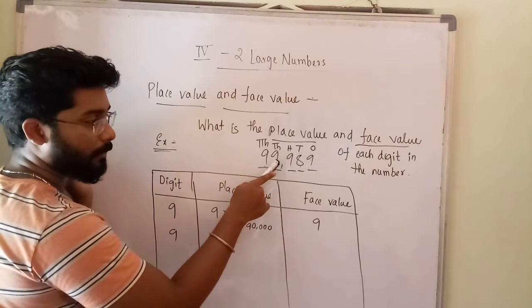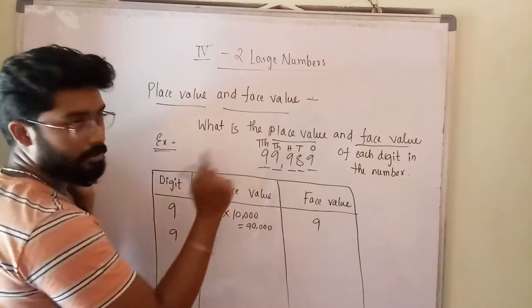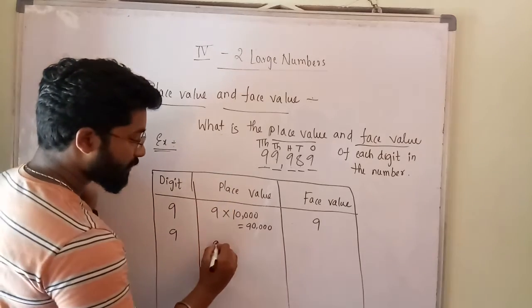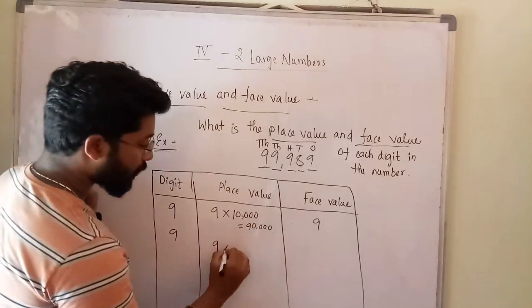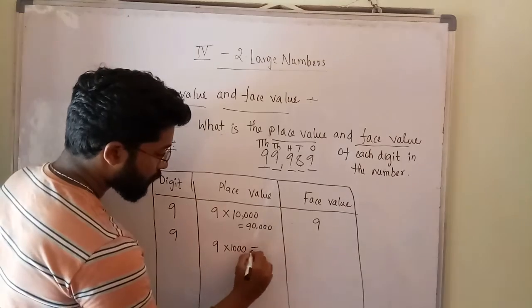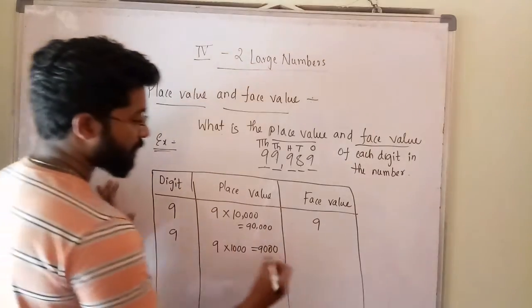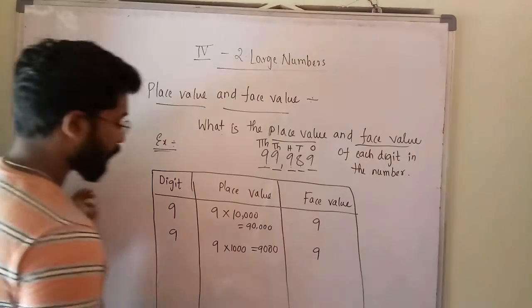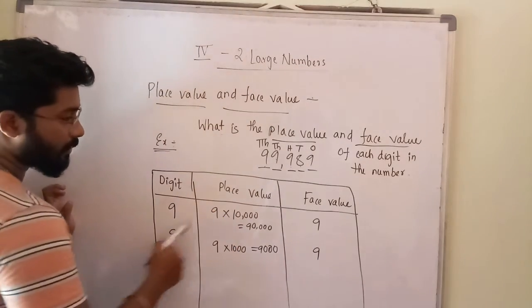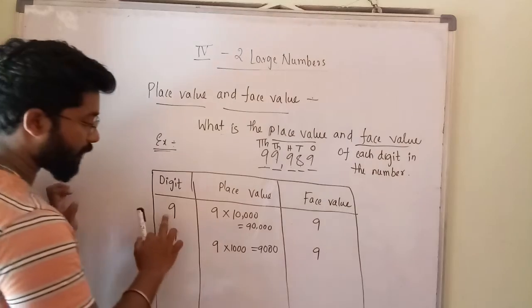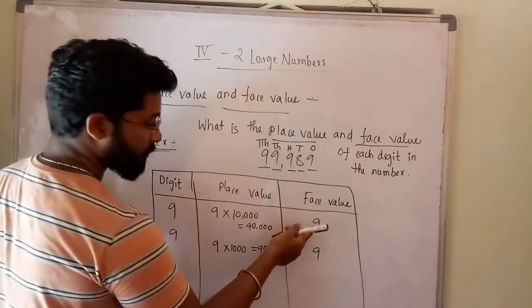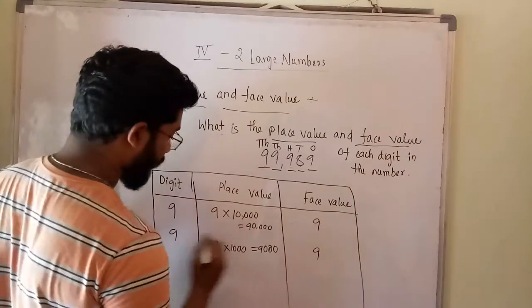The second digit is also 9 only. The digit into, in which place it is there? 1000. So 9000 is the place value. What is the face value of 9? 9 only. For every digit the face value is that digit itself. That's why for this 9 face value is 9, and for this 9 face value is also 9.